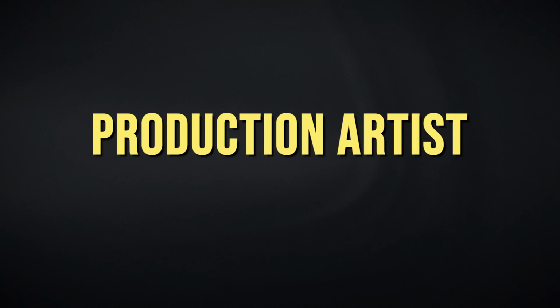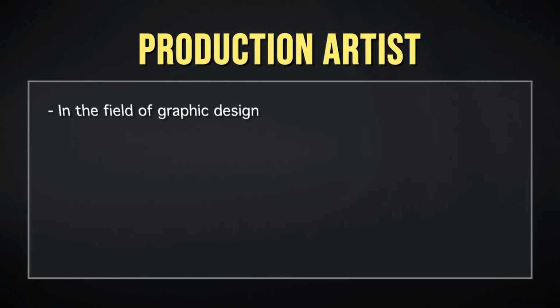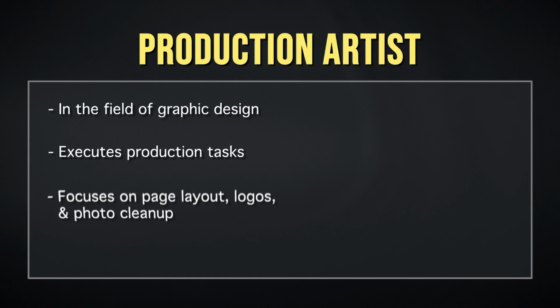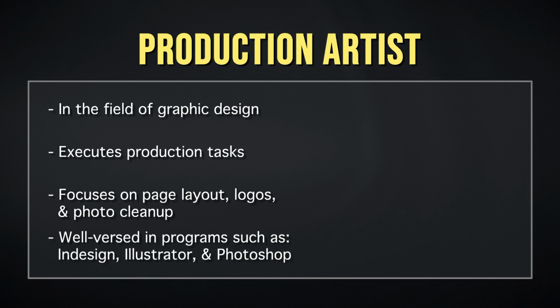The next persona is called a production artist. So this is a person who entered the field usually through graphic design. They're usually executing the production tasks in the studio. So this could be like a magazine or a newspaper or even like a web publication. But they're usually doing like page layout, placing logos, cleaning up photos for the magazine. So they're using the tools of InDesign and Illustrator, but also a lot of Photoshop.